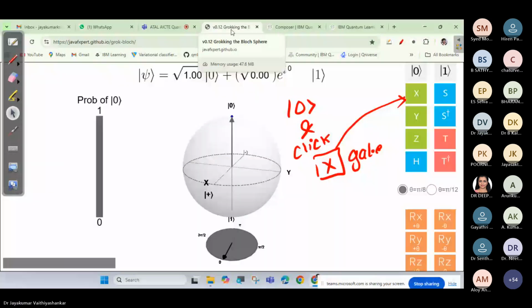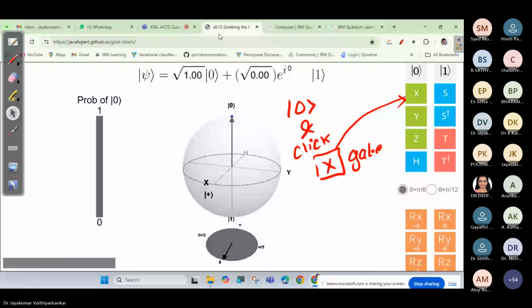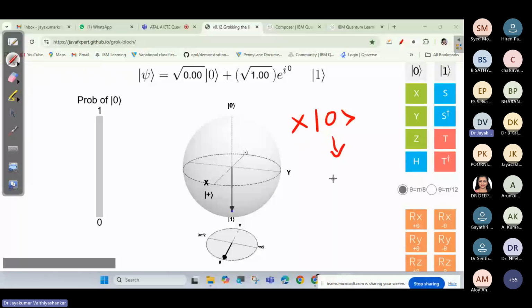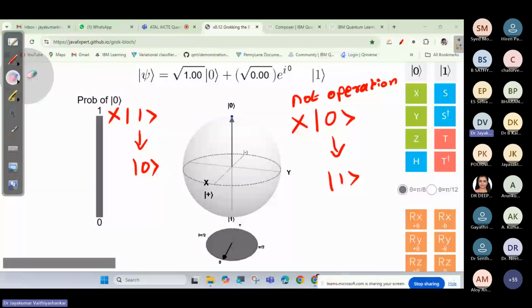Without your response, it is difficult to proceed. Yes, sir, state 1. Exactly, state 1. Thank you. So clicking state 0 and then X moves it to state 1. Mathematically, state 0, once you apply X, moves to state 1. It means it is a NOT operation. From state 1, if you apply X again, it moves back to state 0. So applying two X gates cancels each other out.